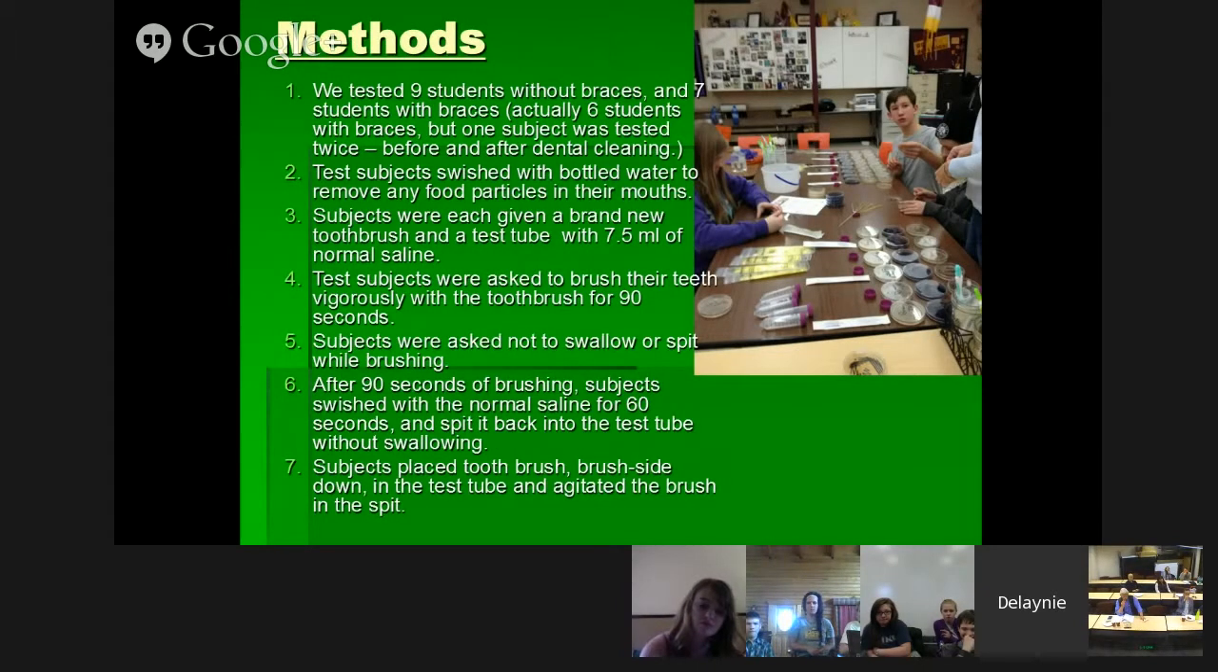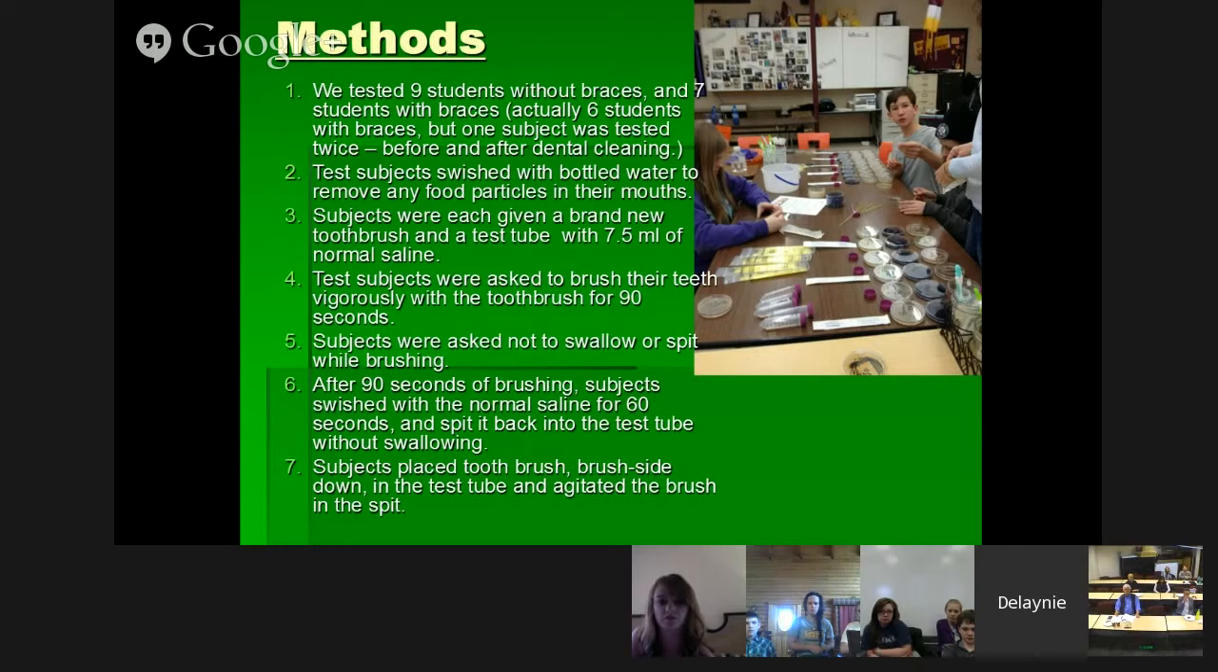We tested 9 students without braces and 6 students with braces, but one subject tested twice, which was me. I had a dentist appointment that day, and I had a dental cleaning, so I tested before and after. We asked the test subjects to swish with bottled water to remove food and any other substances in their mouth before we tested them.